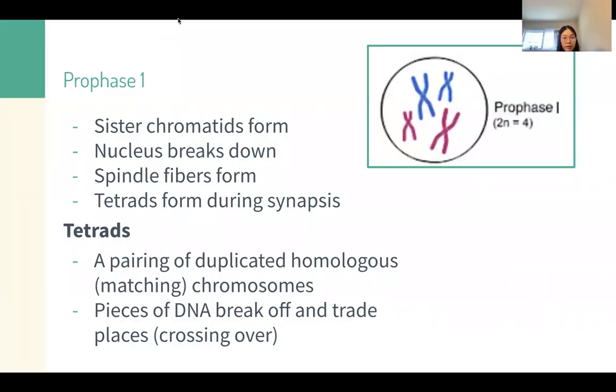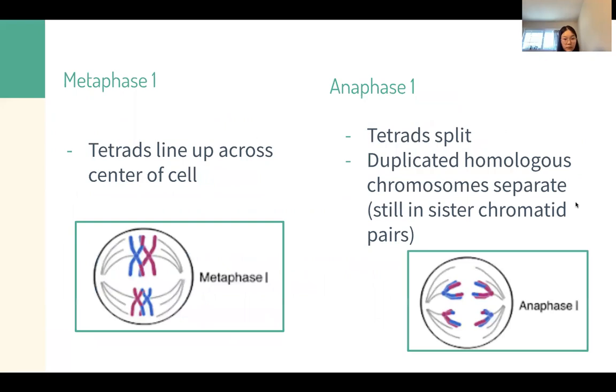Okay, so during prophase 1, the sister chromatids will form and the nucleus will break down. And it will also form spindle fibers, and tetrads will form during synapsis. And tetrads are a pairing of duplicated, homologous, or matching chromosomes. And during prophase 1, crossing over will also happen to the tetrads, where pieces of DNA will break off and trade pieces.